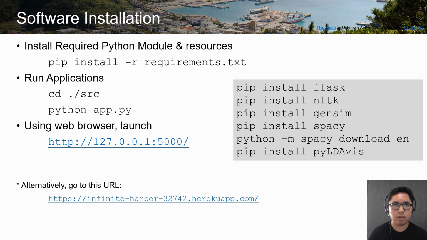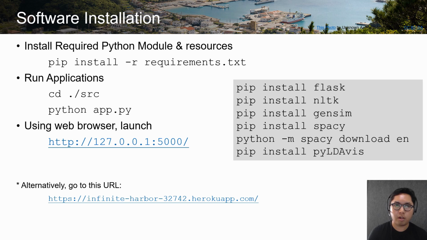This is how to install the software on your machine. First, you need to install all the required Python modules and resources. You can do that by entering the command pip install -r requirements.txt in the terminal of your machine. We listed all the required modules and downloads in this requirements.txt. Alternatively, you can also run the commands on the right-hand side of the slide.